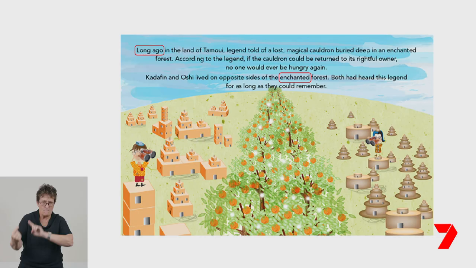So, from the very first page, we can see that this story is set in the past in an imaginary land called Tamui. It starts with long ago, and the illustrations look very different from the modern cities and towns of today.